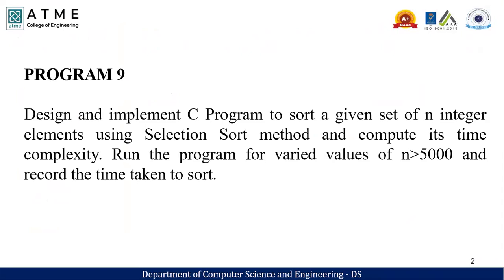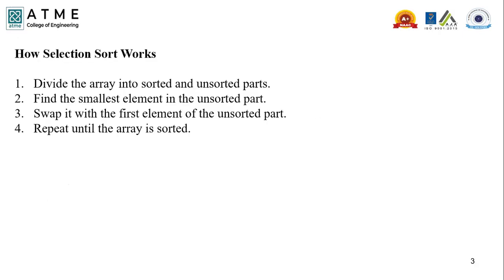Today we will be discussing program 9, which talks about selection sort. Program 9 says: design and implement a C program to sort a given set of n integer elements using the selection sort method and compute its time complexity. Run the program for varied values of n greater than 5000 and record the time taken to sort.